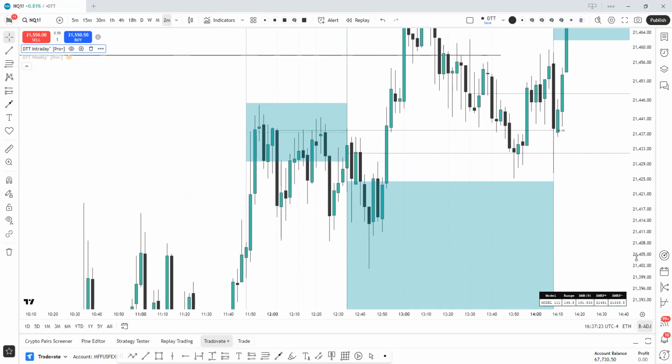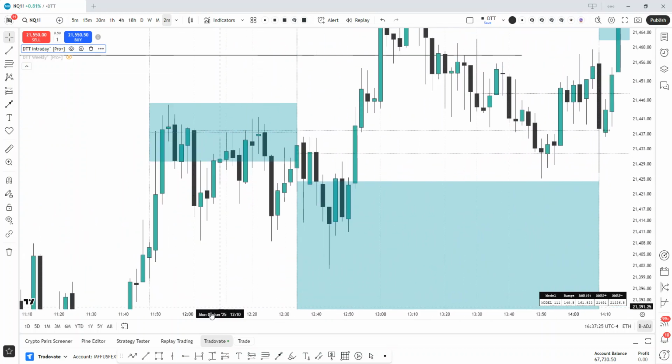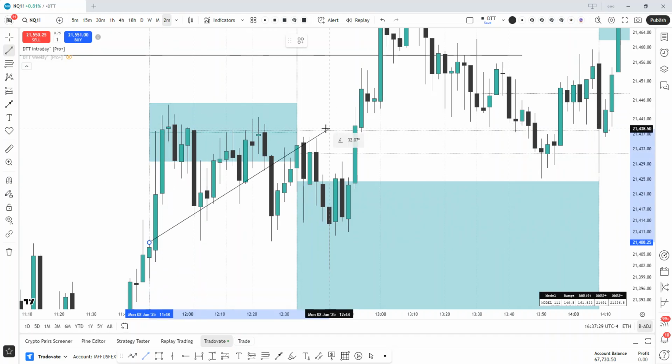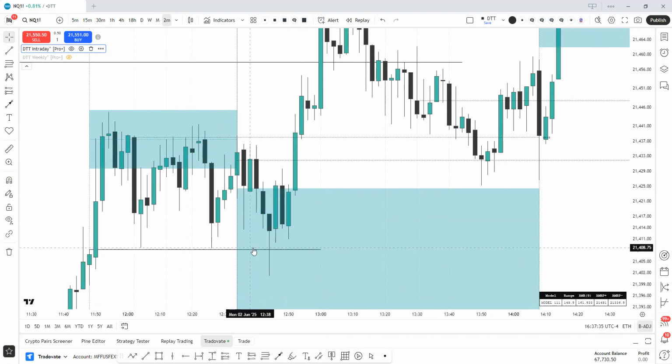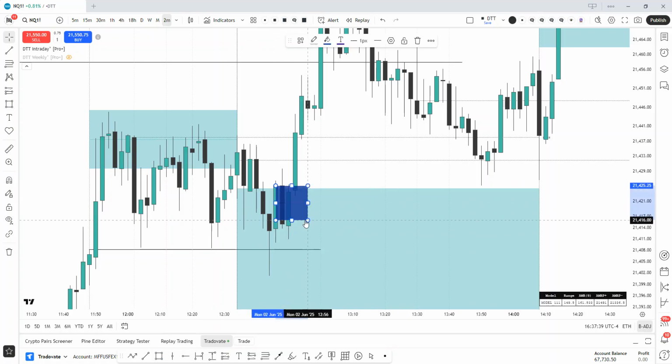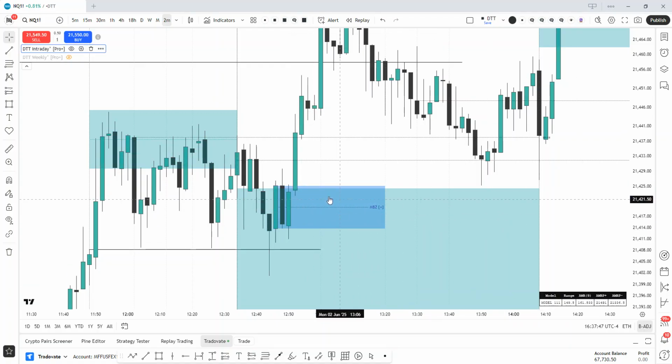Now all I need to do is use my simple framework, which is a drawn liquidity, DTT, the right time and discount, and a mechanical entry, in which case it would be this candle here, which is known to me as an MBZ. I can choose to enter at the closing, 50%, or the opening price.